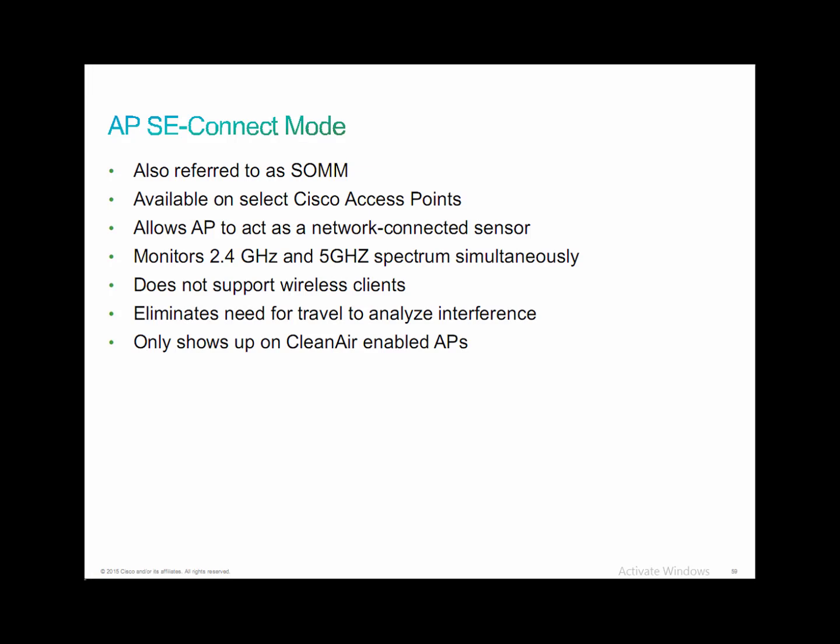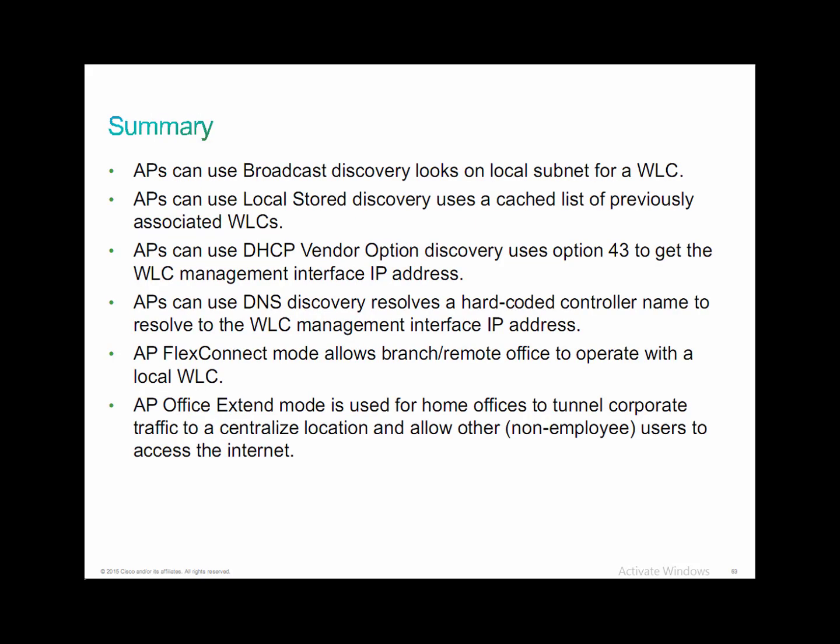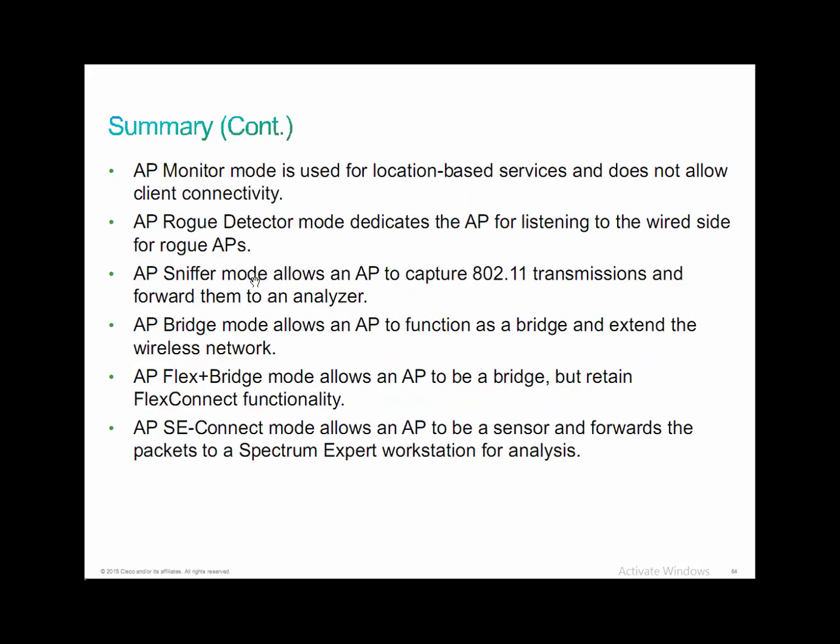All right. Let me pause here real quick. So that concludes that lesson. We talked about a lot of stuff in this lesson, right? We talked about how APs can use 4 different modes to be able to discover their controller: broadcast, or locally stored information or primed information, Option 43, or DNS, using the Cisco-CapWAP DNS entry. We also have Flex Connect mode, talked about that, Office Extend mode, and what that provides. Then we also talked about the other modes of operation, like monitor mode and rogue detector mode and sniffer mode and bridged mode and SE Connect and so on.